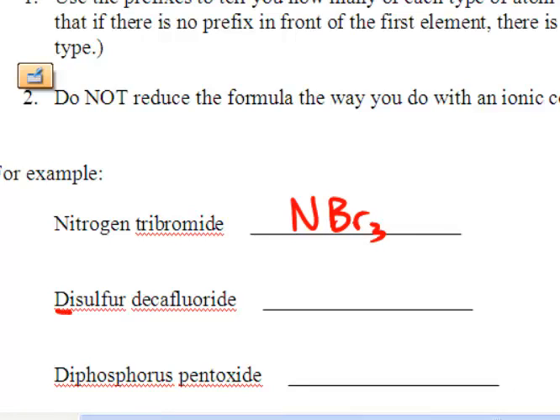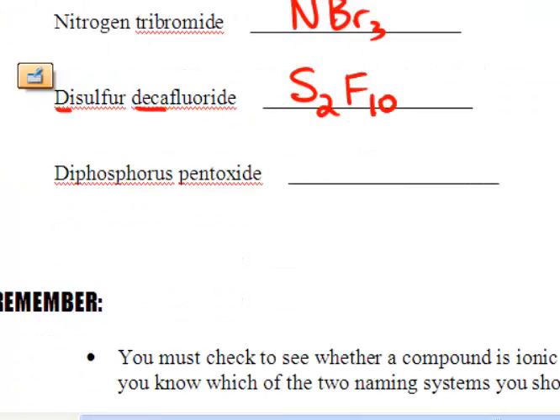This next one, we've got disulfur decafluoride. So we've got S2, that's two S's, and fluorine, we've got 10 of them. Next, we've got diphosphorus pentaoxide, so a di and a penta. So we've got P2 and 5 oxygens, so we go O5.